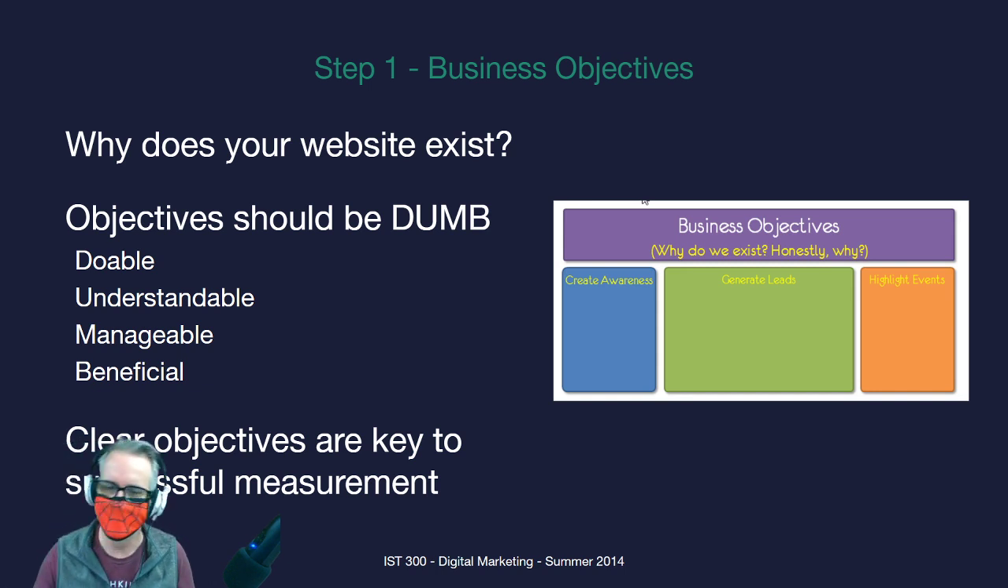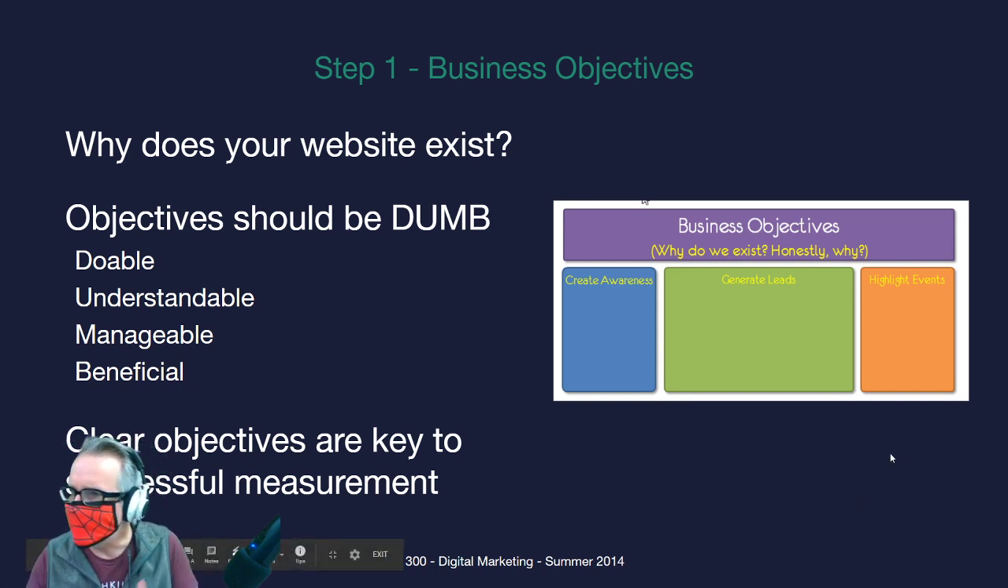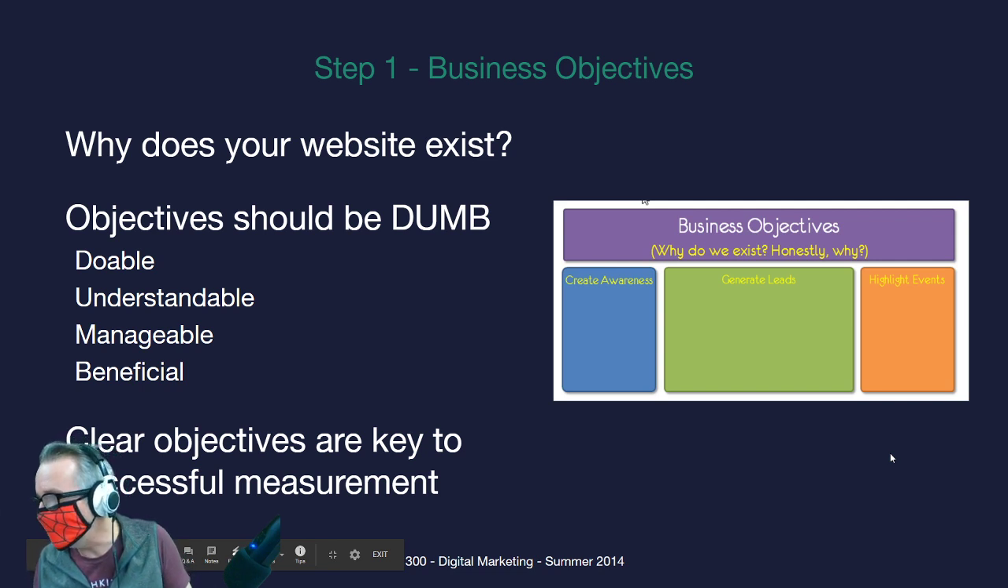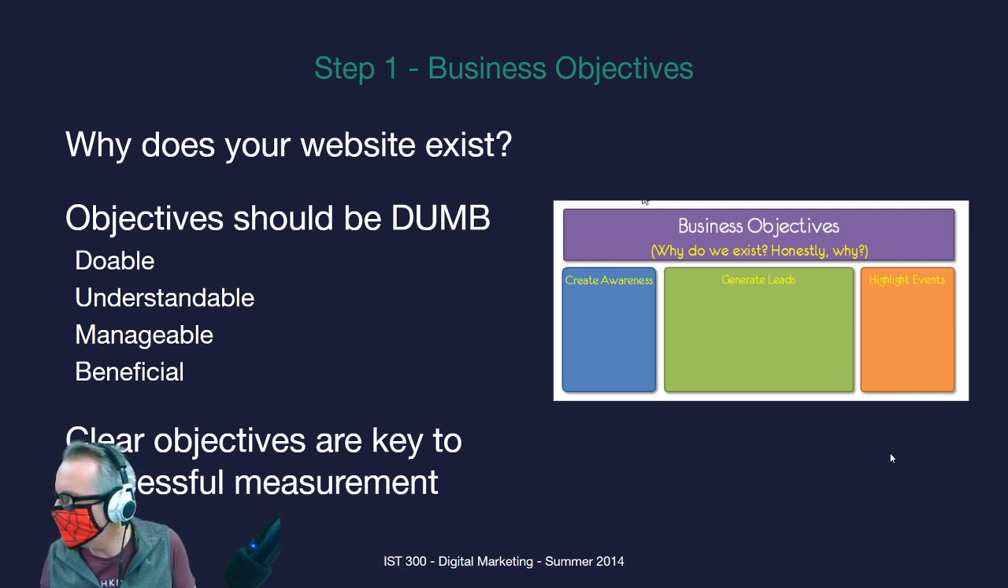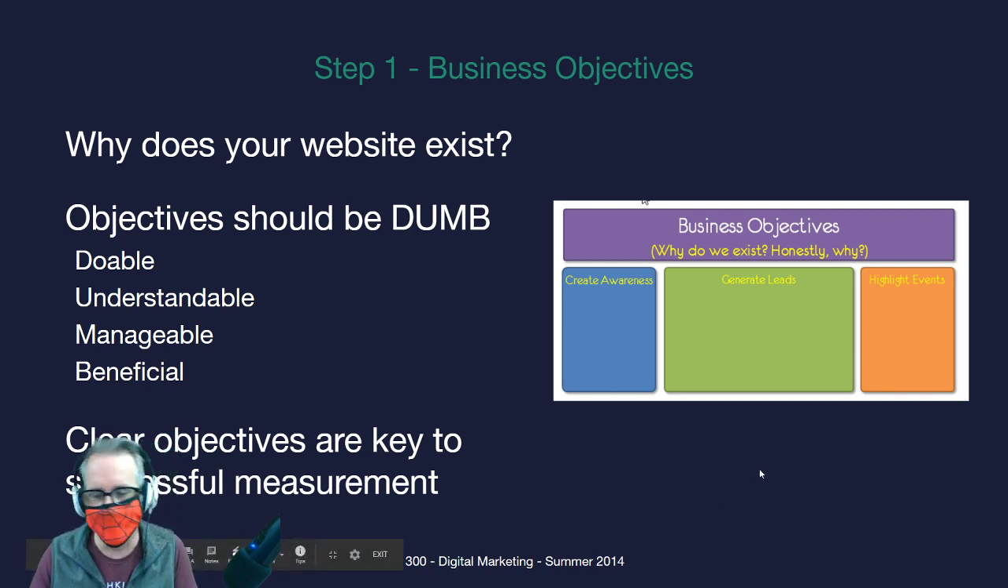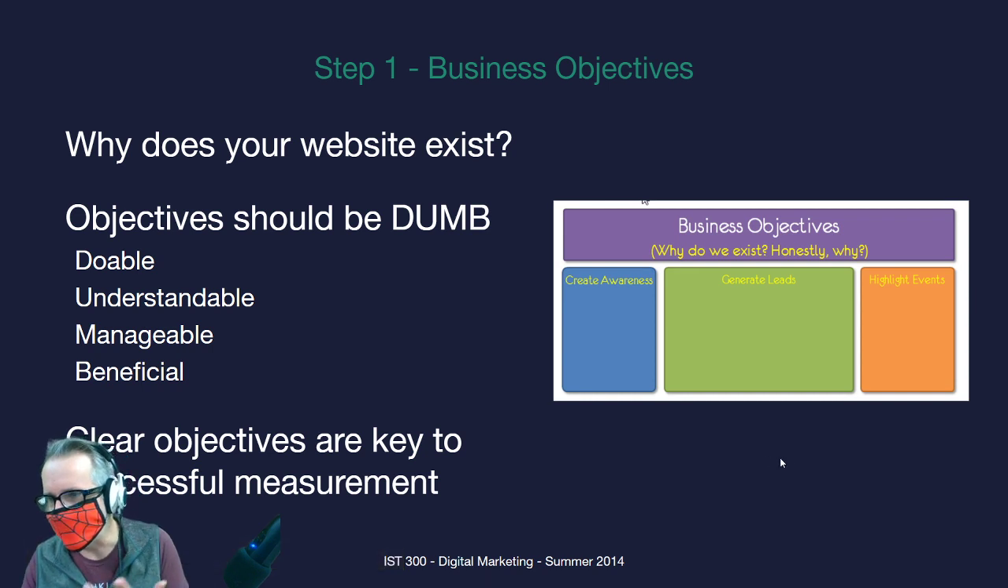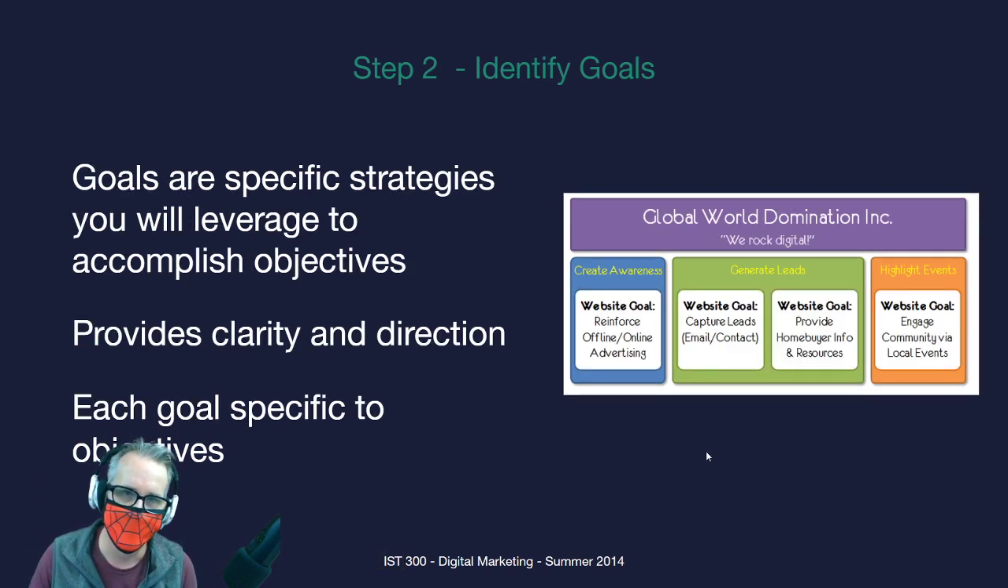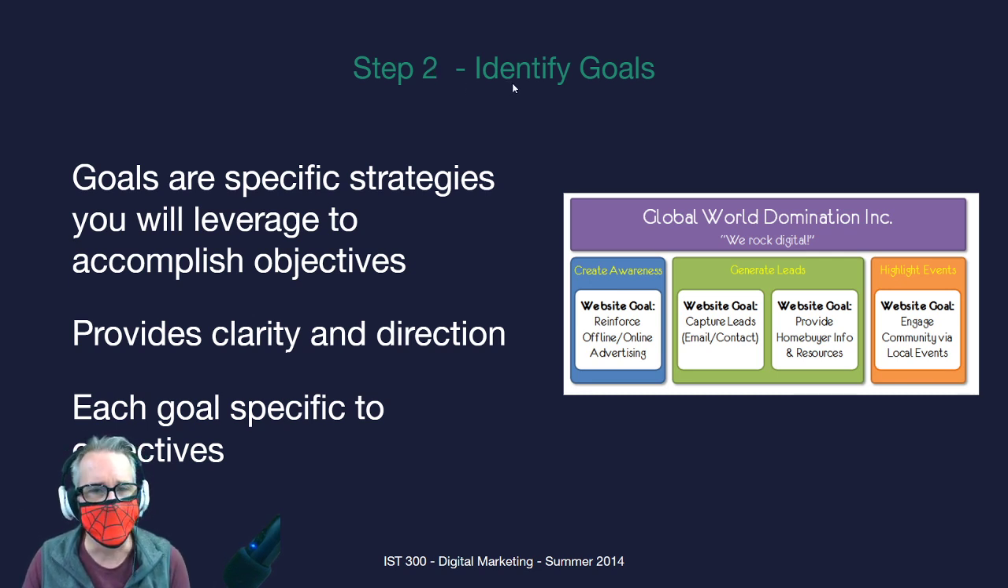If your objective is to make people feel good, it's maybe possible to achieve that, but how are you going to measure it? It's kind of subjective, and it might be very difficult to get that sort of data. So you want to keep it more concise and clear. Then after you've got your objectives, so again, we've got create awareness, generate leads, highlight events, and the sample one for Global World Domination Incorporated.